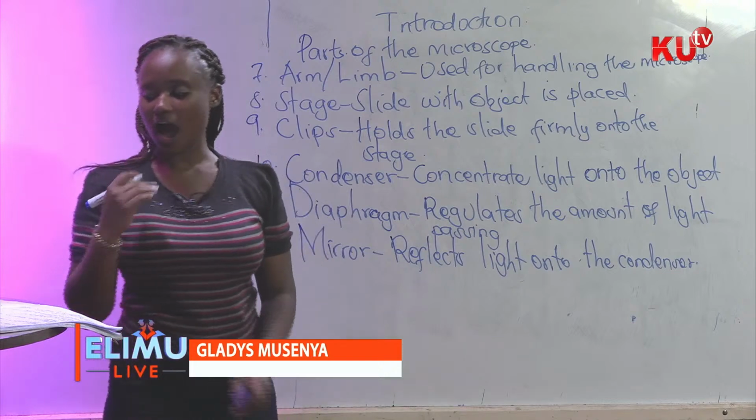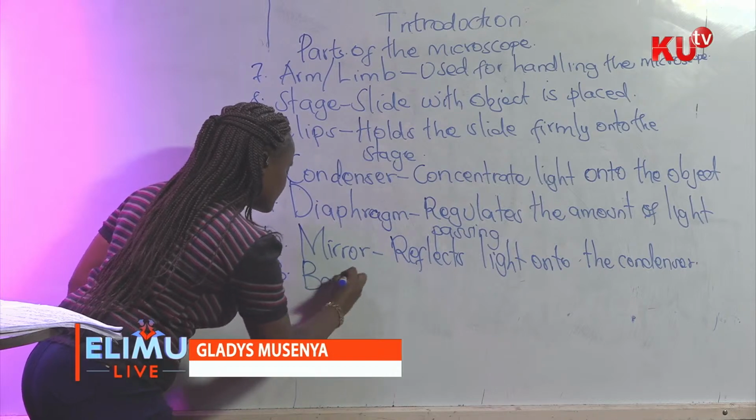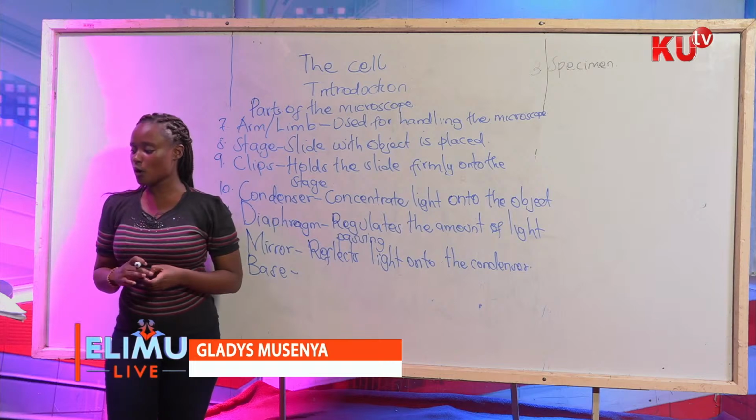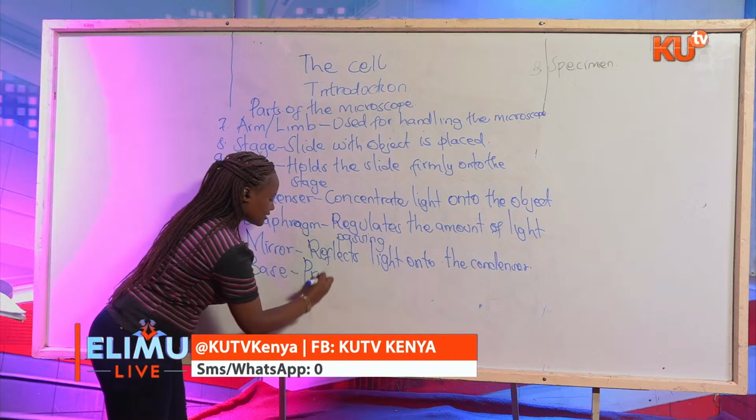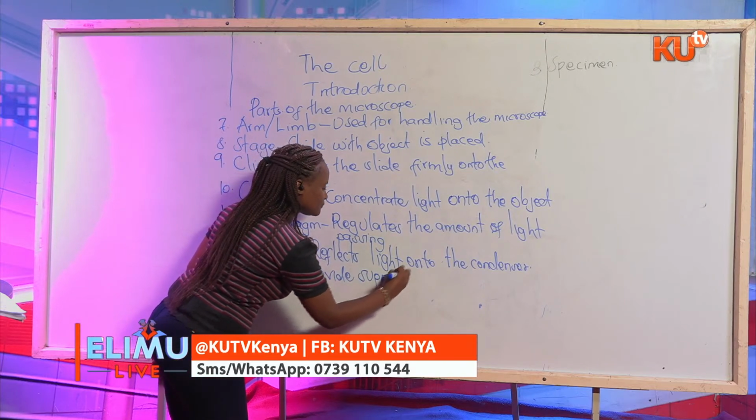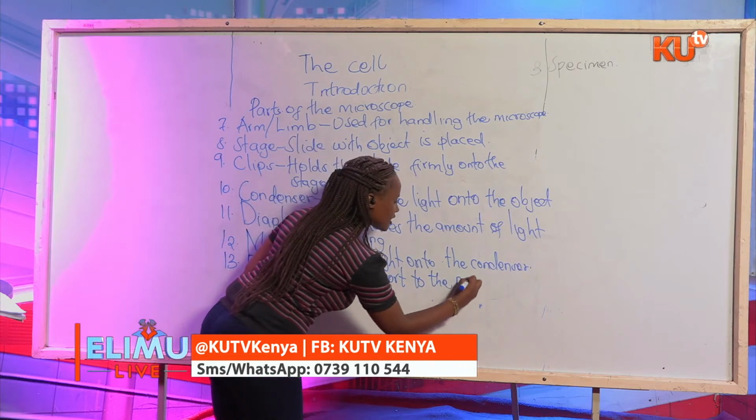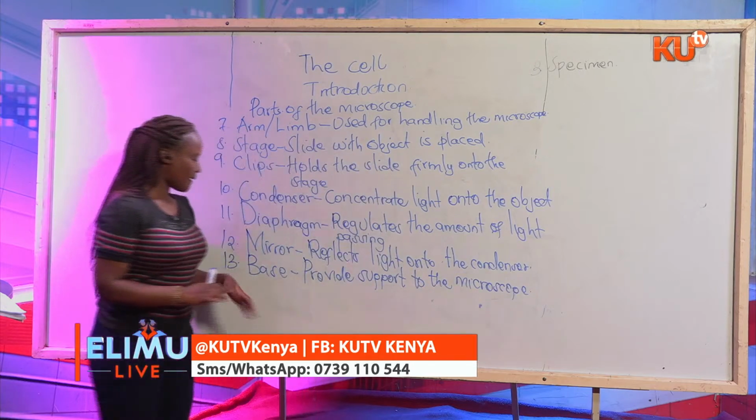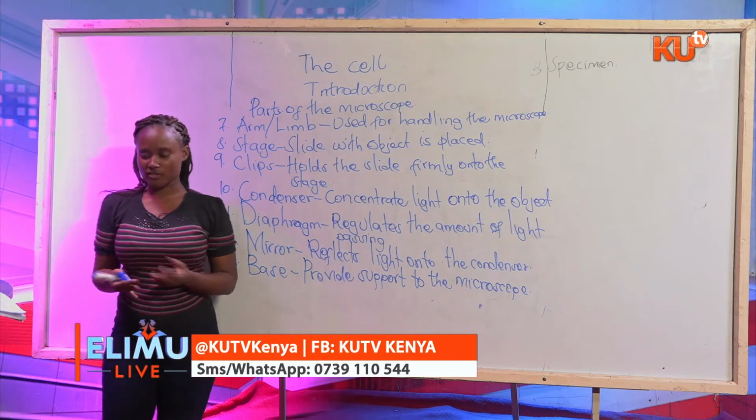Now we have the base. The base is one of the parts of the microscope. The base is used to provide support to the microscope. So the base provides support to the microscope, the lower part of the microscope.